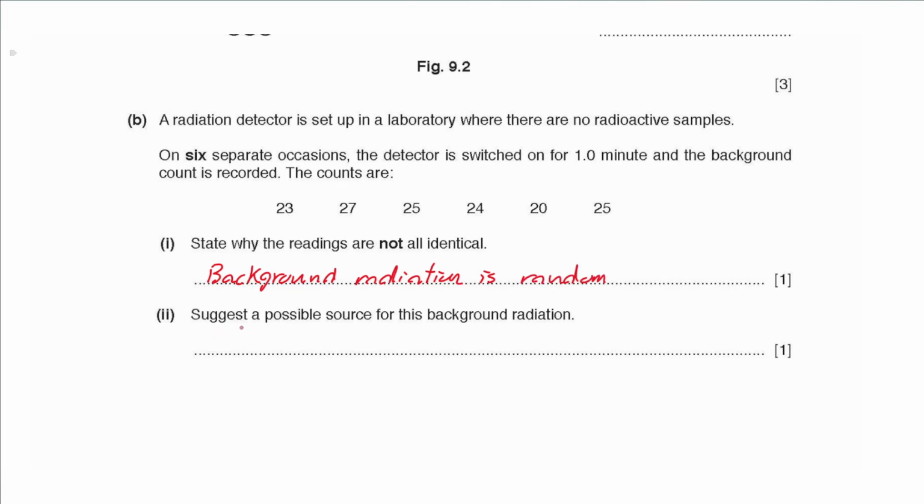Double I says suggest a possible source of this background radiation. We can say radioactive gases in the atmosphere, or rocks underground, or we can say there are cosmic rays coming from outside the planet, or due to living organisms emitting radiation, that would be beta particles. So any source of background radiation.